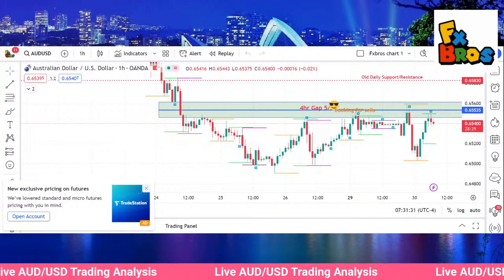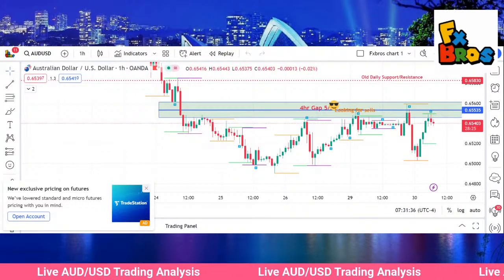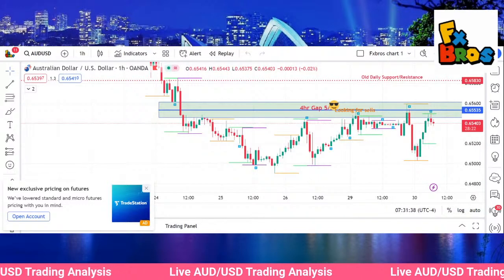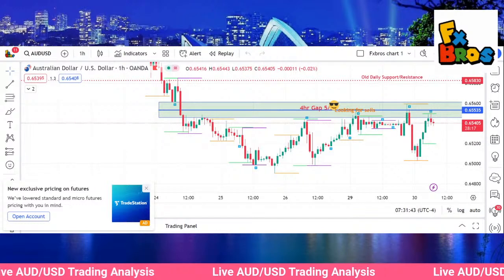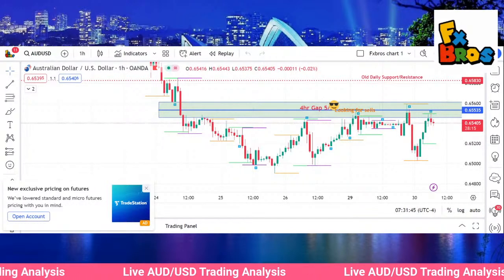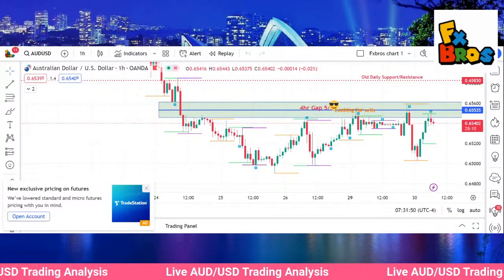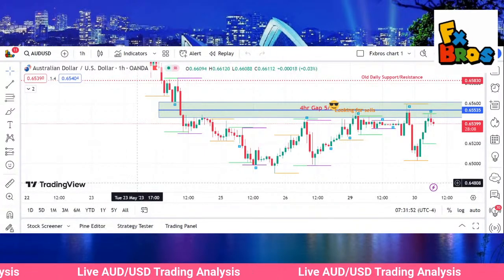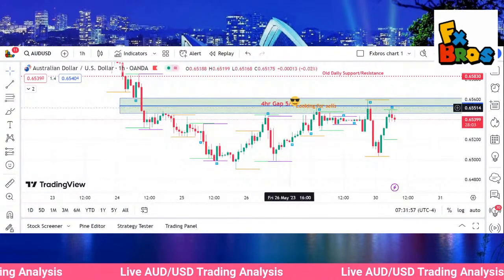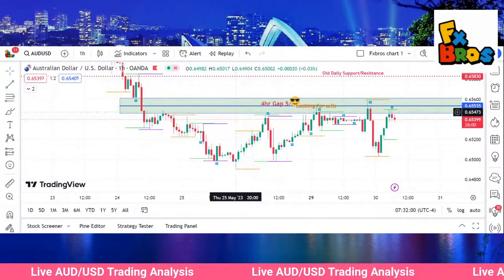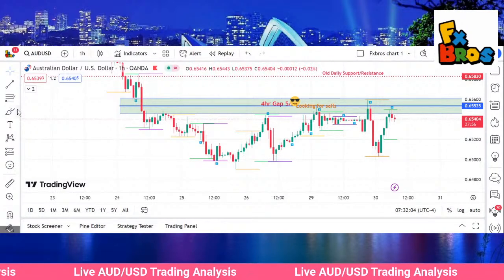It's Tuesday. Let's see what we got for the Australian dollar. I know one thing, we've been in a consolidated range for the most part. What I mean by that is, basically, let's draw out our consolidation box right quick.